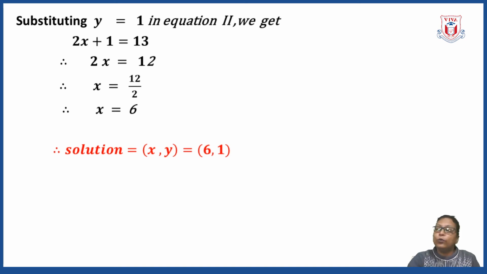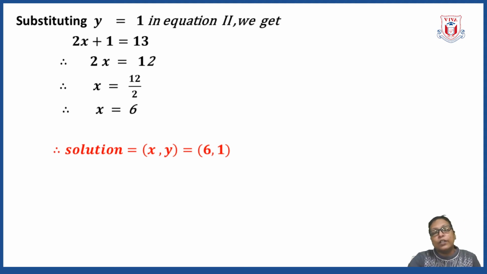Finally, you have to write down the solution as an ordered pair. You know that an ordered pair we always write in round brackets, and the value of x we write first, the value of y afterwards. So solution is equal to (x, y), that is (6, 1). You need to write it in the ordered pair because x has appeared first, y has appeared afterwards. So we need to write in the proper order, that is (6, 1). I hope you have understood this method.